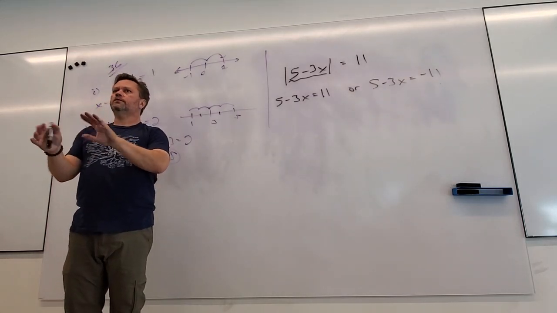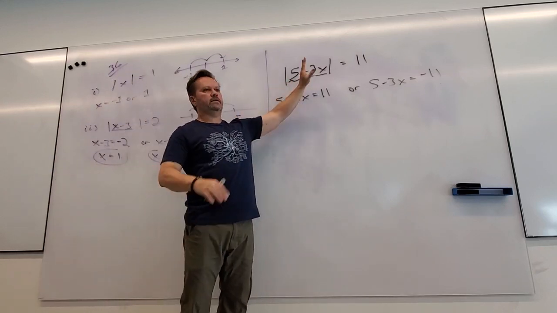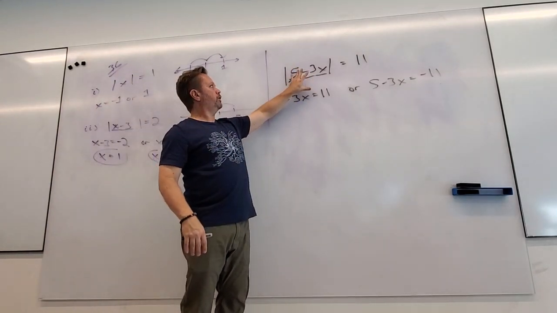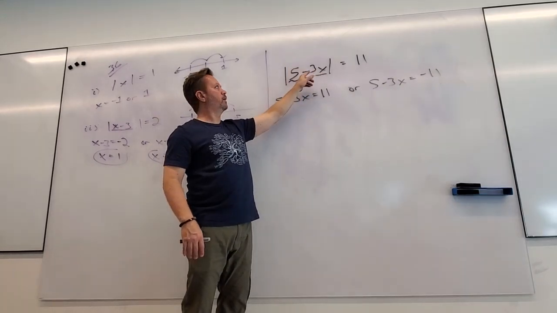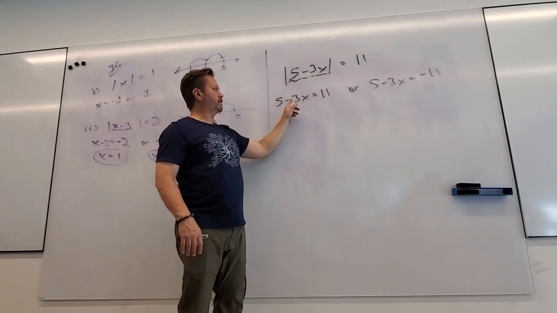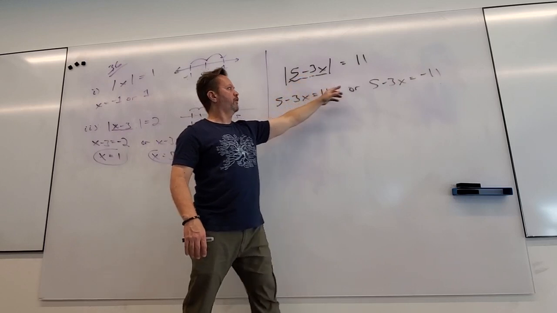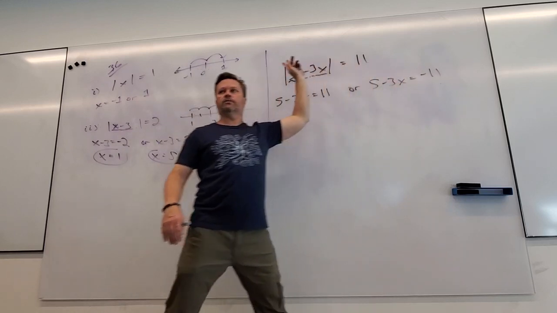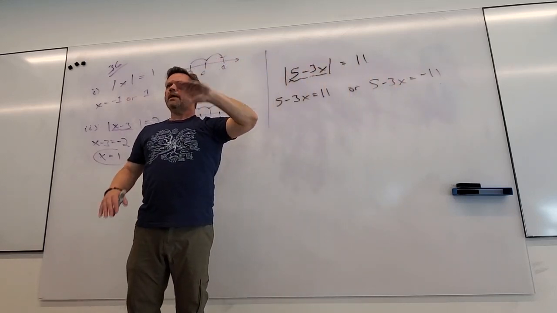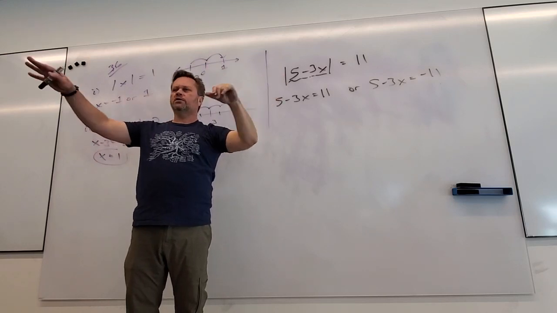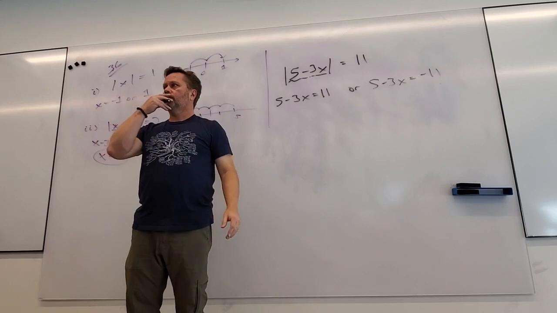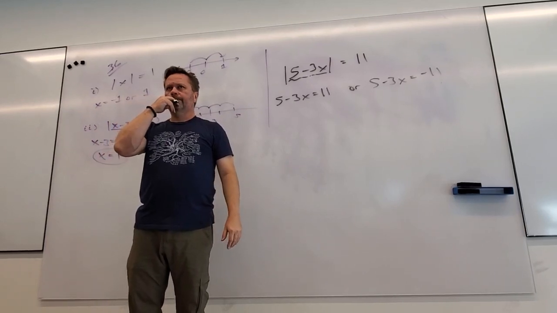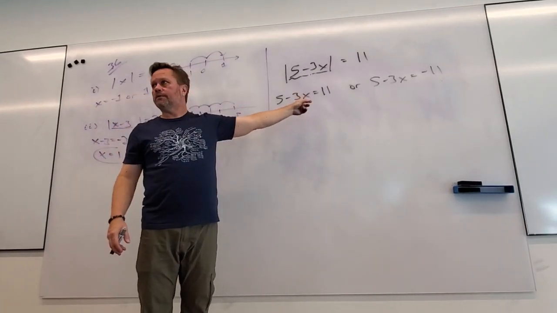And then you just solve those two. So 5 minus 3x is a little placeholder. What number could I replace this with to make this true? 11. So if I replace that with 11, it's true. Or if I replace this with negative 11, it's true. So absolute value equations and inequalities will always have the potential for 2 answers. And now you just have 2 little simple equations to solve, right?